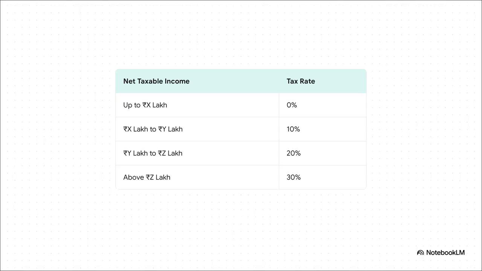And here's how those slabs work, because this is where people get confused. You don't pay your highest rate on your entire income. Your income is sliced up. The first chunk is taxed at 0%. The next chunk is taxed at, say, 10%. The chunk after that gets taxed at 20%, and so on. Your final tax bill is just the sum of the tax from each little slice.